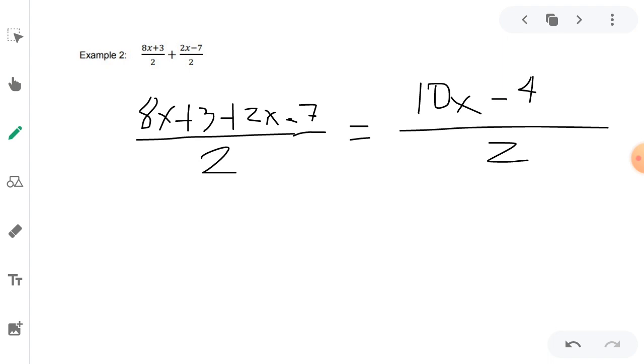So, what is the next step? Yung ating numerator, which is 10x minus 4, ay pwede pa natin siyang i-factor. So, anong tawag sa factor natin gagamitin? It is the factoring the greatest common monomial factor. So, what is the GCMF of 10x minus 4?